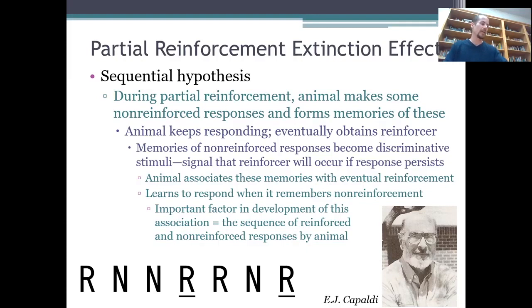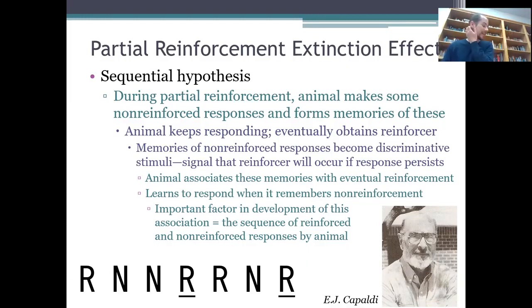Okay. So either way, there's a similar kind of logic underlying both hypotheses, and they're not mutually exclusive either. It's not necessarily that one of these views is wrong and the other one's right. They're probably both barking up the right tree to some extent. In other words, it could be that during partial reinforcement, the animal learns to associate both its emotional state and its memories with the reinforcer that it eventually gets. Okay, so I hope all that makes sense.